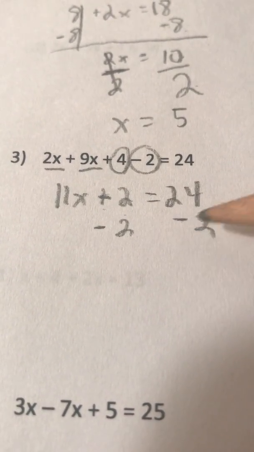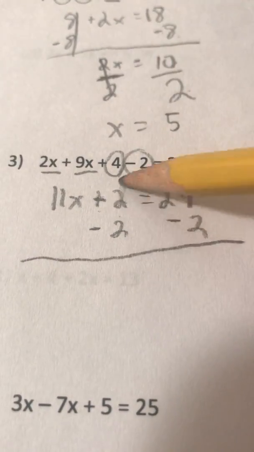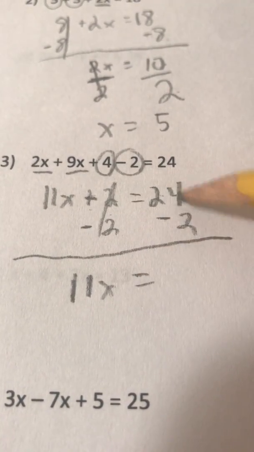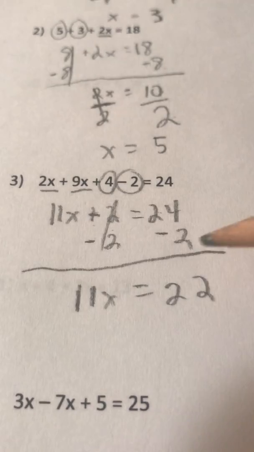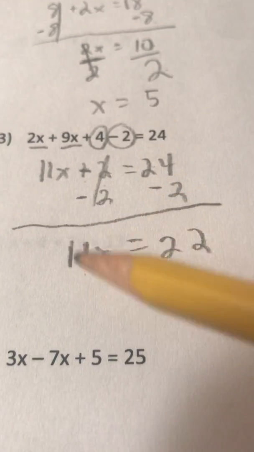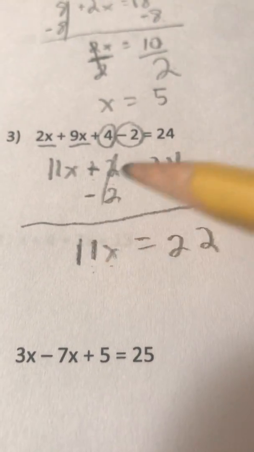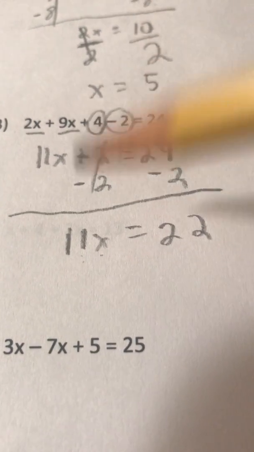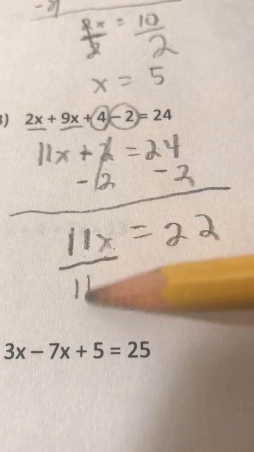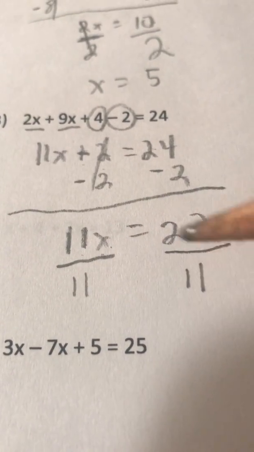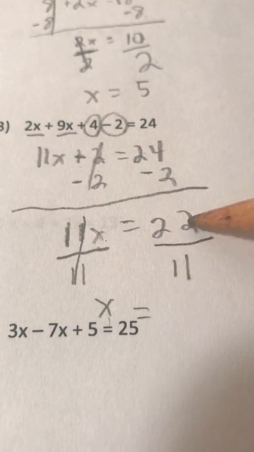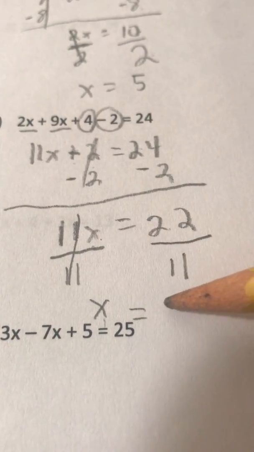What I do to one side, I do to the other. On this side, the 2 cancels out. I'm left with 11x. On the right side, 24 minus 2 is 22. Here I have 11x, aka 11 times x. So I have to do the opposite to make that 11 disappear, because the name of the game is get the letter by itself. I want that 11 to disappear because I want to get that variable by itself. So I divide by 11. I do that on both sides. On the left side, the 11s cancel out. I'm left with x. On the right side, if you put that in the calculator, 22 divided by 11 is 2.